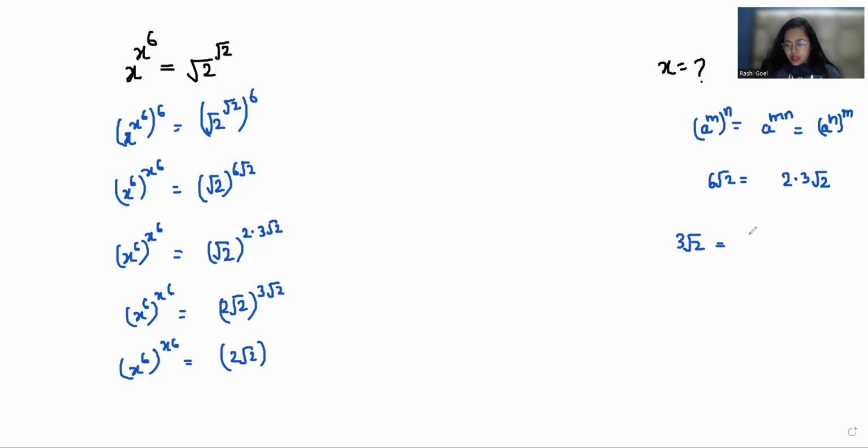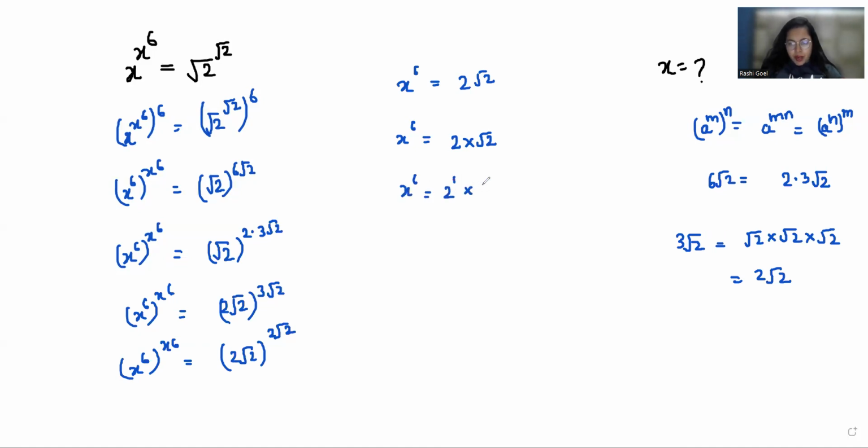We can write it as root 2 times root 2 times root 2, which is equal to 2 root 2. Now, if we compare both sides, x power 6 is equal to 2 root 2. Now, x power 6 is equal to 2 multiplied by root 2. x power 6 is equal to 2 power 1 multiplied by 2 power 1 by 2, we can write.